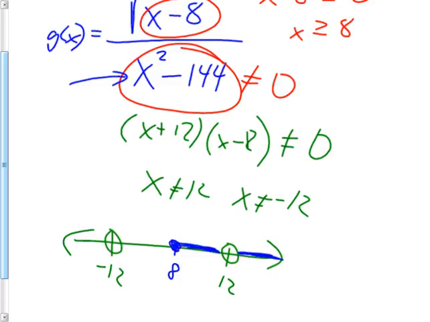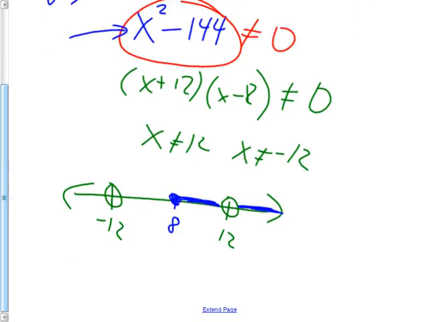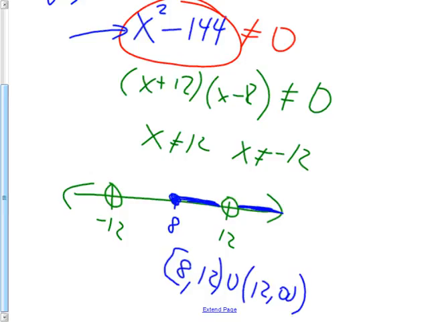Now, if you wanted to write this in interval notation, do you get that this would go like this? 8 to 12, union 12 to infinity. Does that make sense to you? Okay. All right. So that was implied domains. Now let's do making functions.